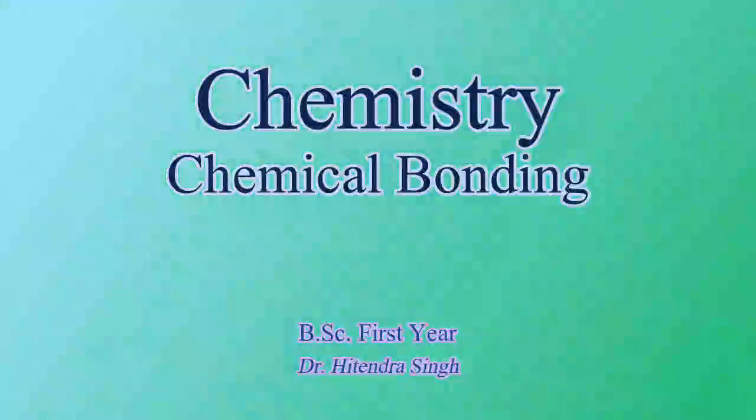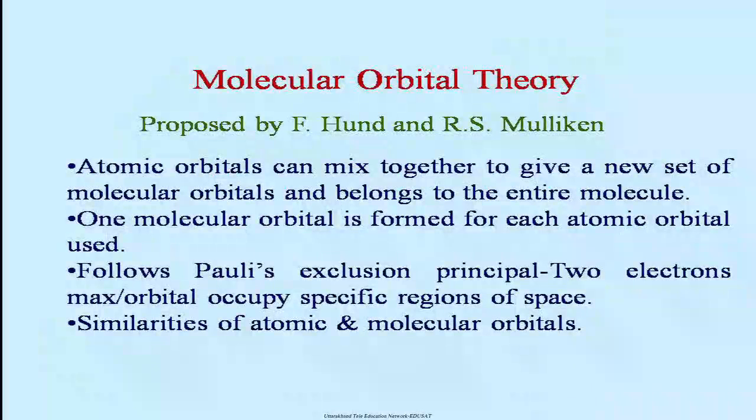I am going to deliver a lecture on chemical bonding. Today we are going to discuss molecular orbital theory. What is molecular orbital theory? This theory was proposed by F. Hund and R. S. Mulliken in 1930.